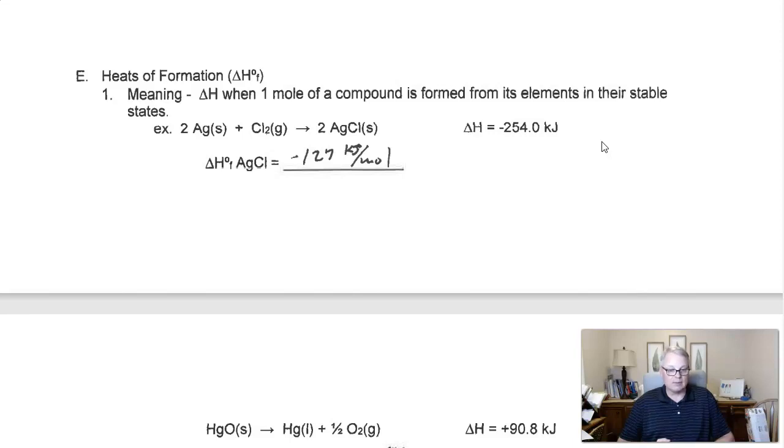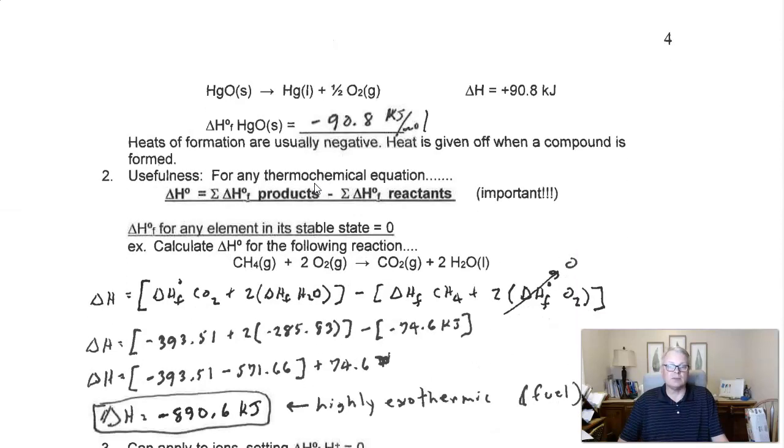Why is it negative 127? Well, because look at the definition. The heat of formation is the delta H when one mole of a compound is formed from its elements in their stable states. Are we forming silver chloride from its elements in their stable states? Yes. But we're forming 2 moles of silver chloride, and this is the heat given off. Heat of formation is when I form 1 mole. So if I form 2 moles and give off this much heat, if I only form 1 mole, half as much, it ought to be what? Half as much heat. And there's the 127. So for every 1 mole of silver chloride you form, 127 kilojoules of heat is given off, kilojoules per mole. All right?